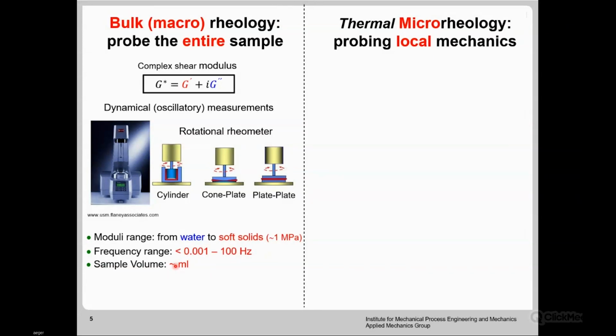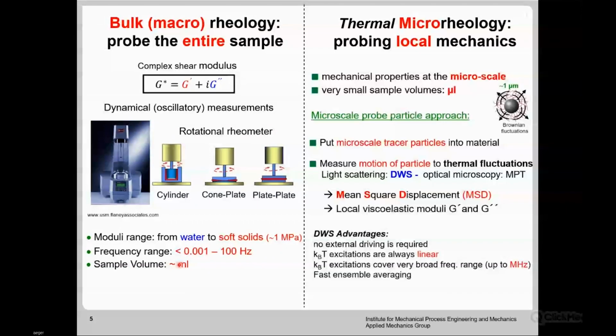And if you compare to microrheology, as mentioned before, with this technique we measure mechanical properties at the microscale. The sample volume you need is a very low amount compared to macrorheology. It's in the microliter range, or at least less than 1 milliliter is enough. So this is the first advantage of this microrheology technique.